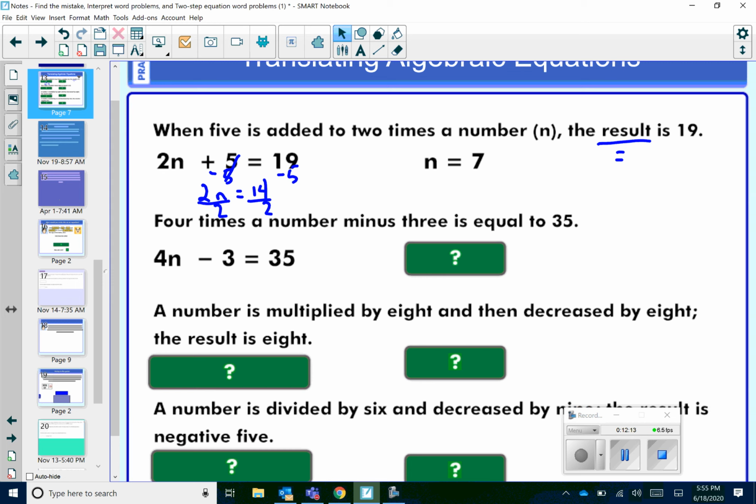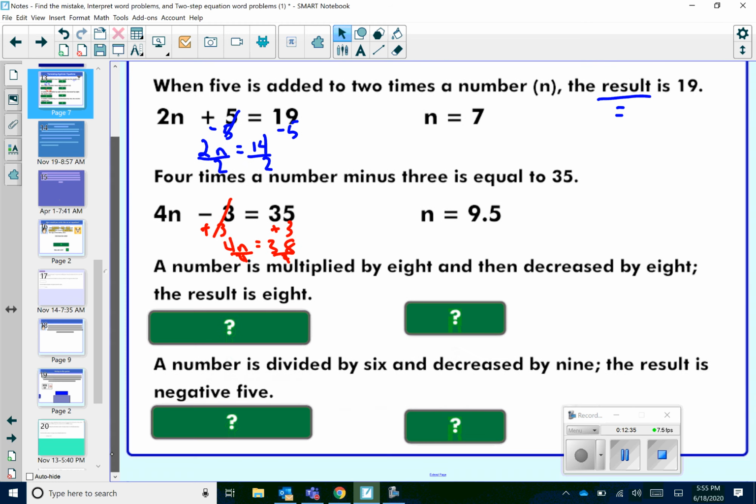So it's just really like it sounds. 4n minus 3 equals 35. If we were to solve, first thing we do is add 3 on both sides. That would leave me with 4n equals 38. And then we would divide by 4, leaving us with a simplified fraction of 19 over 2, which is equal to 9.5.